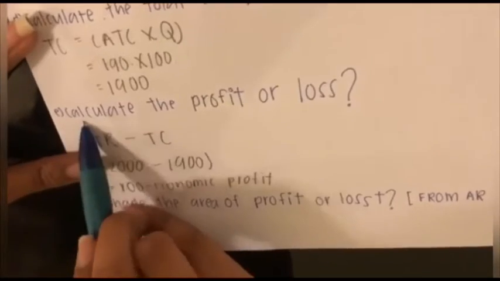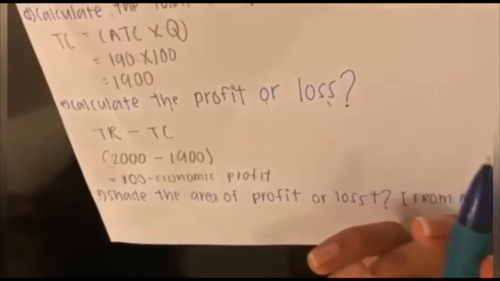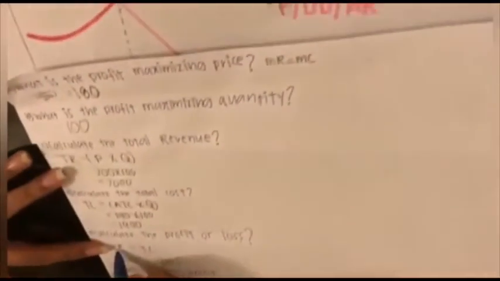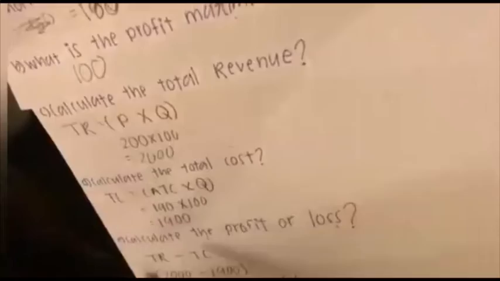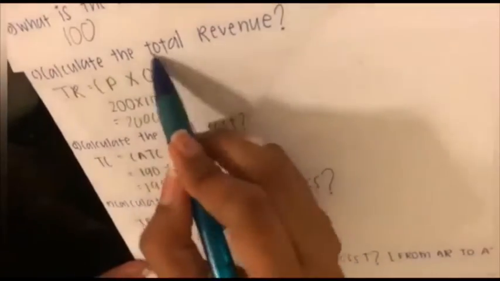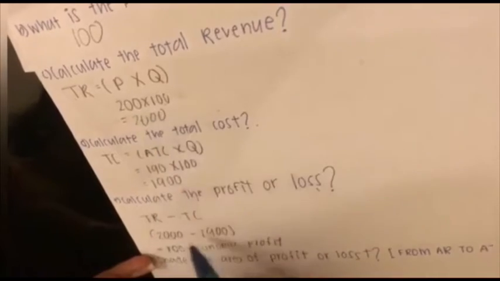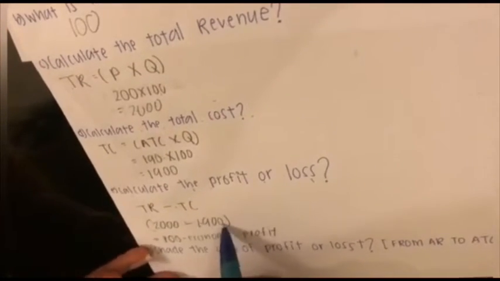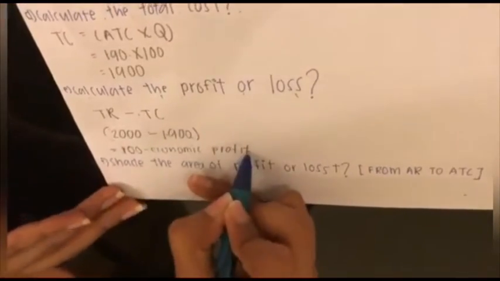Then they ask another question: calculate the profit or loss. How do we calculate the profit or loss? The formula is TR minus TC, which is total revenue minus total cost. So 20,000 minus 19,000. The answer is 1,000. That is the economic profit.